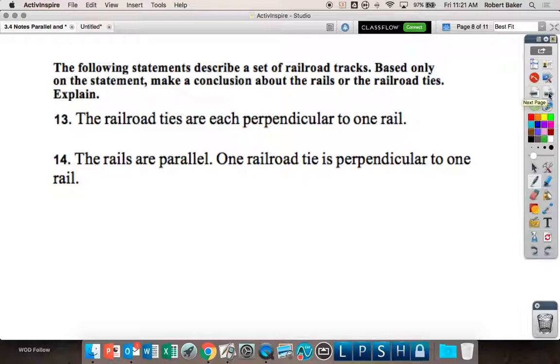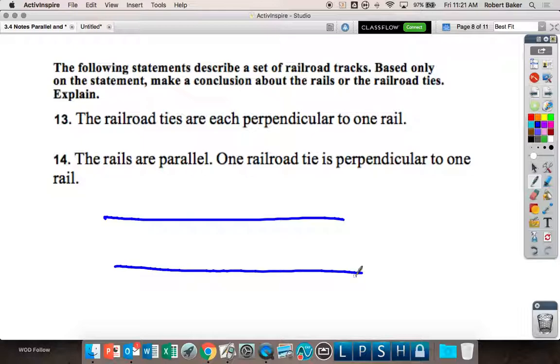All right, this one blows my mind every year. The following statement describes a set of railroad tracks. Based only on this statement, make a conclusion about the rails and the railroad ties. Pause. Do you guys know what rails and ties are? No. The rails are the things that the wheels go on, right? The rails are what the train rides on. The ties are what tie the rails together, the wooden things, depending on where it's manufactured.